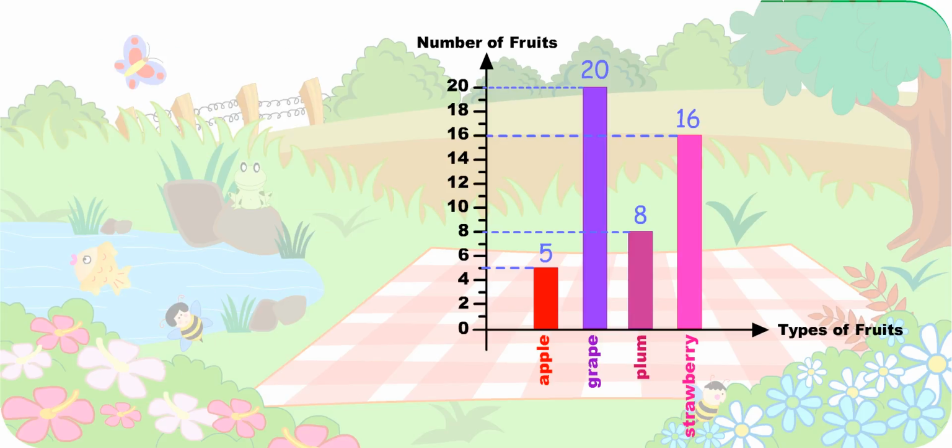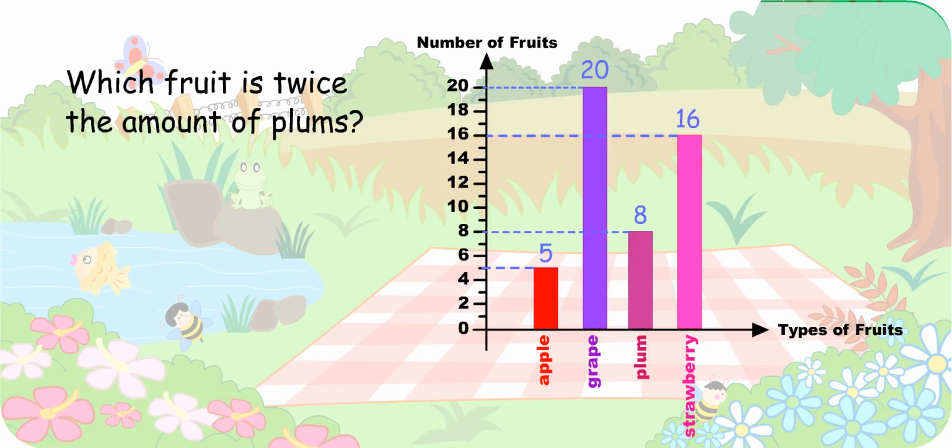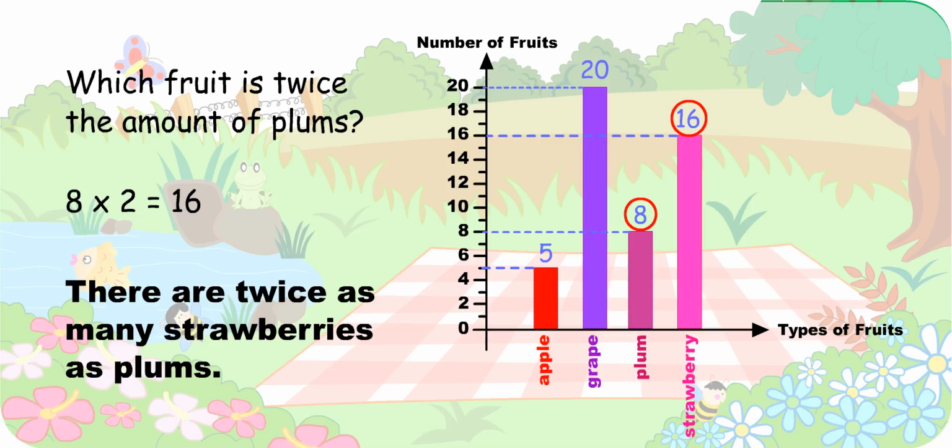Turbo Girl, could you tell me which fruit is twice the amount of plums? By looking at the number written at the top of the bar representing plums, I know that there are 8 plums. Twice of this number is 8 times 2, which is 16. Now, I will just look for the number 16 on top of the vertical bars. Here it is. 16 corresponds to the fruit strawberry. So, there are twice as many strawberries as plums.